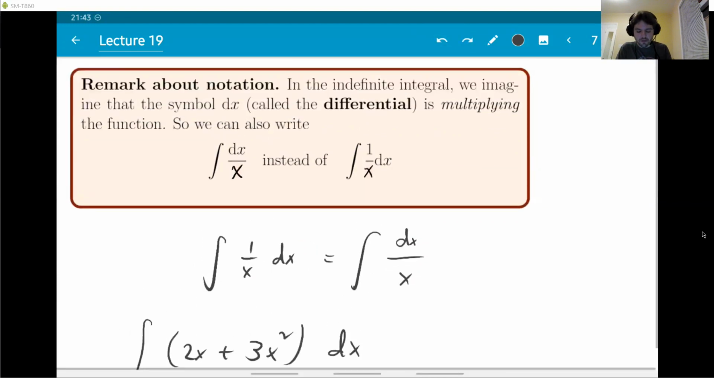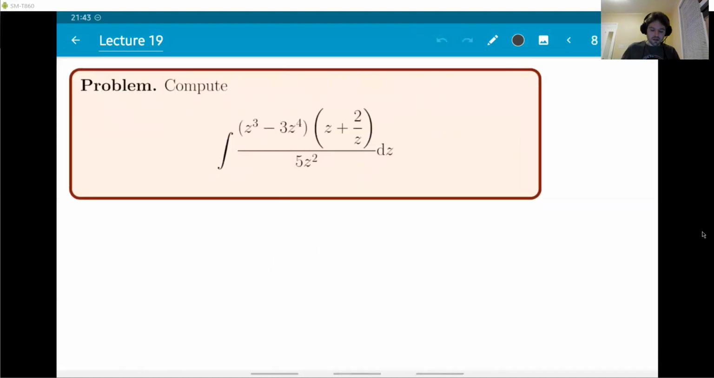But yes, this is just a remark for notation. Here's a slightly more complicated integral. The variable is being called z, and we have a complicated-looking expression. We have a product in the top, and the whole thing is a fraction. But what do we do? Remember, you have to expand out and simplify as much as you can, until you recognize that it is a sum of functions that you know how to integrate.